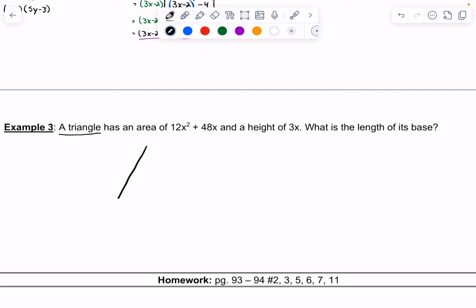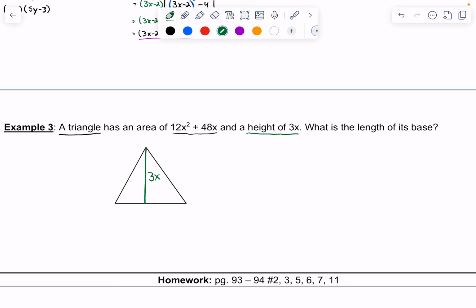Well, we got 3 vertices. It has an area of 12x squared plus 48x. Okay, so we'll deal with that in a second. And a height of 3x. What is the length of its base? All right, so it's telling us that we have a height of 3x. Well, the height is this, the height of your triangle, right? That is 3x.